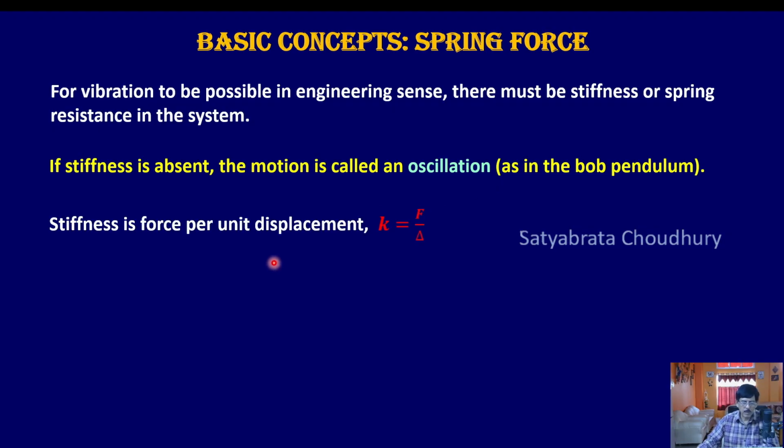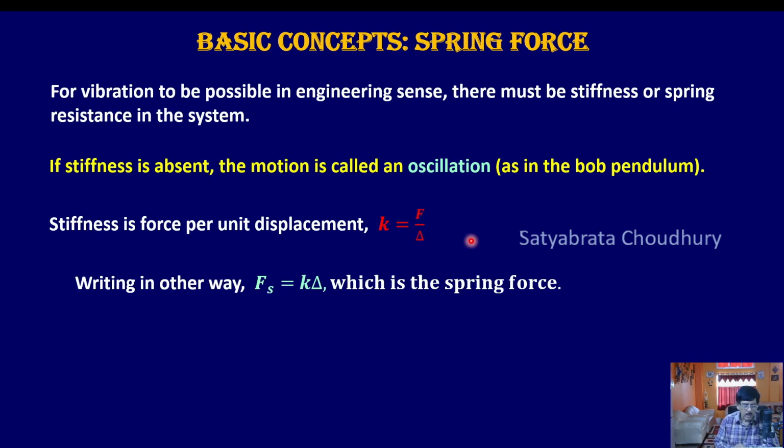Stiffness is the force per unit displacement, so K equals F by delta, where delta is the displacement u. Writing in the reverse way, you get F equals K into delta. This F is called the spring force and written as Fs. So Fs equals K delta, the spring resistance to the motion. This spring resistance will be opposing the motion.